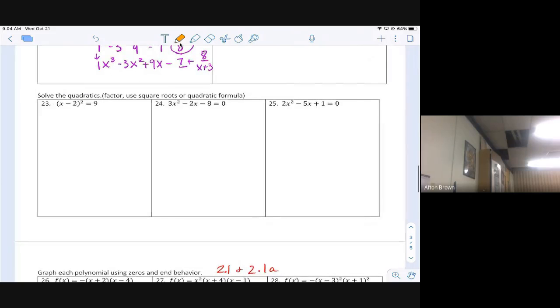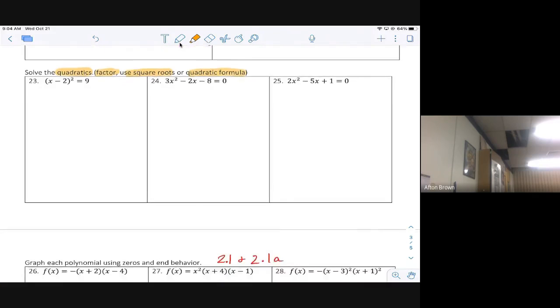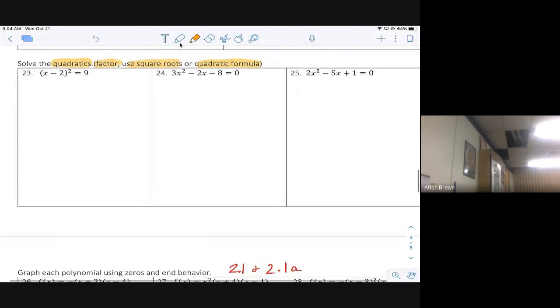And again, the directions might give you a clue to what you're doing, right? Don't just look and freak yourself out on the test. Look at what you're being asked to find. So it says solve the quadratic, factor, use square roots, or the quadratic formula. Okay. So we got 3 choices. That didn't really help us as much because now we have to make some decisions.